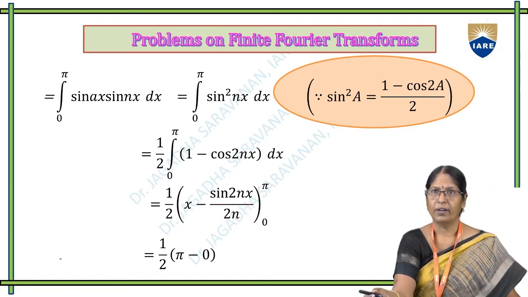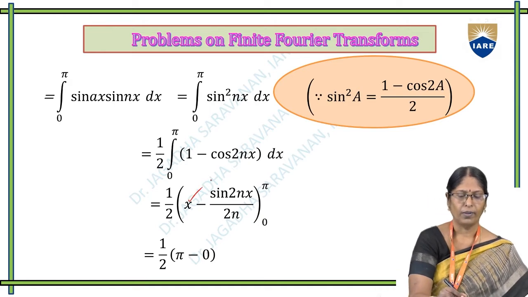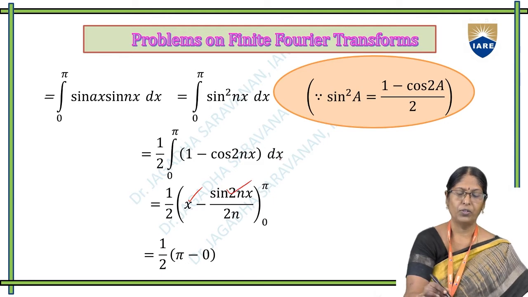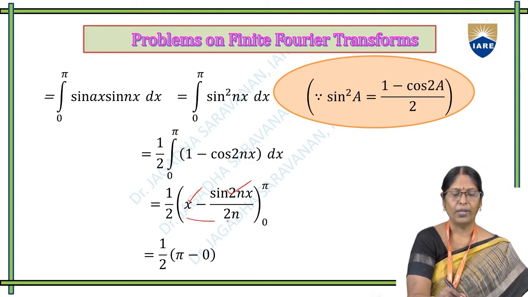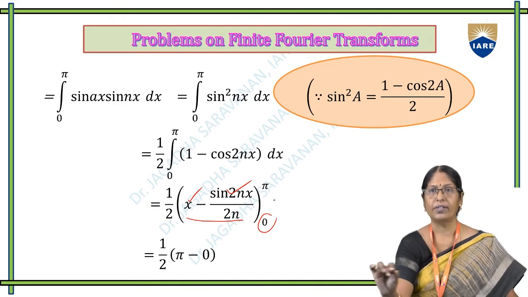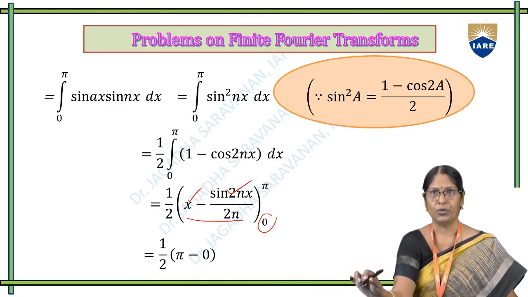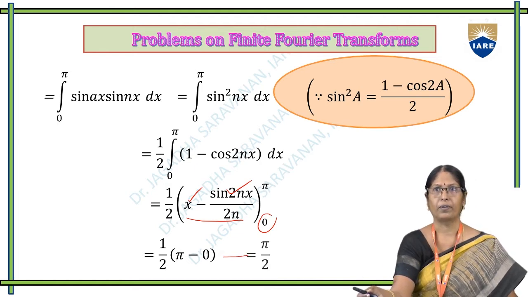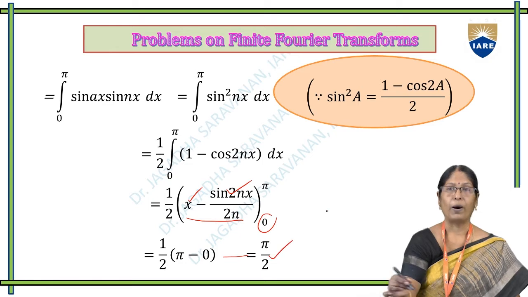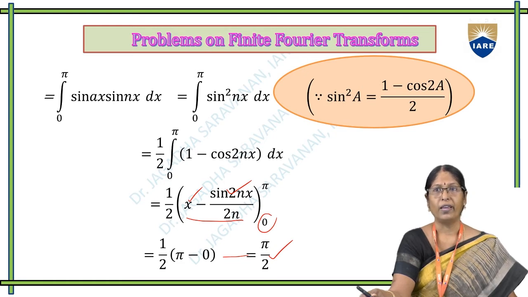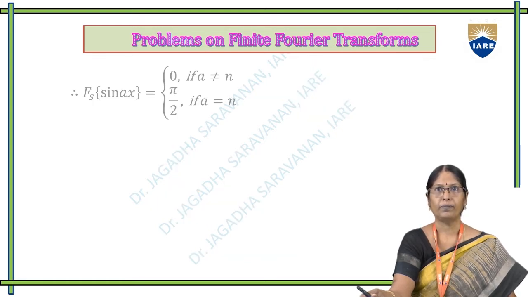So why is it neglected here? In place of x we substitute 0, it is 0. Sine 0 is 0. So completely the lower limit value, when we substitute, has become totally 0. That is the reason it is not mentioned here. So now pi by 2 is the value we are getting for case 2 when a equal to n.